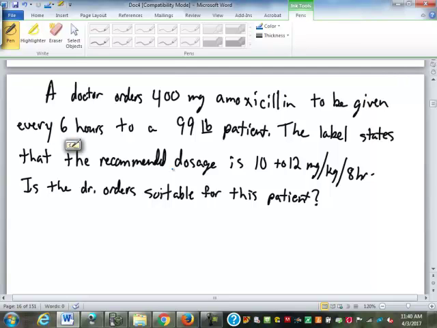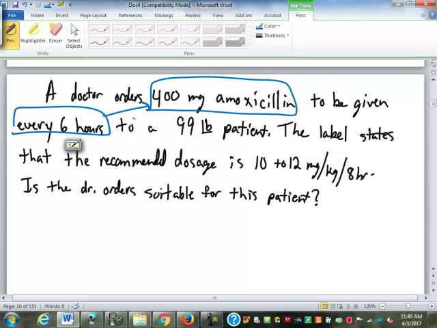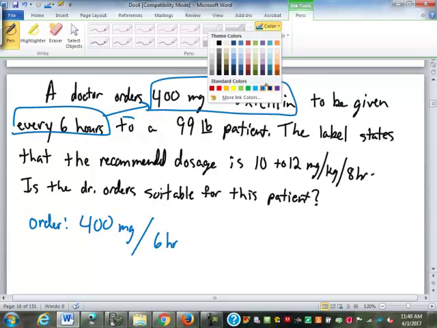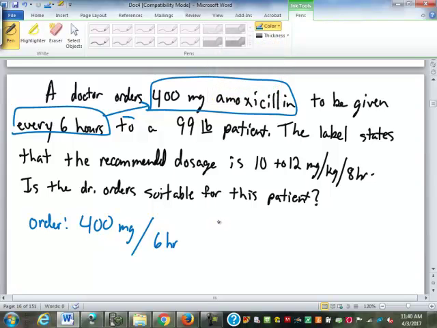So we have the doctor's orders are for 400 milligrams of amoxicillin, but we also have to look at the time frame. That is every 6 hours. So that's 400 milligrams every 6 hours. We're dealing with a patient here that is 99 pounds.